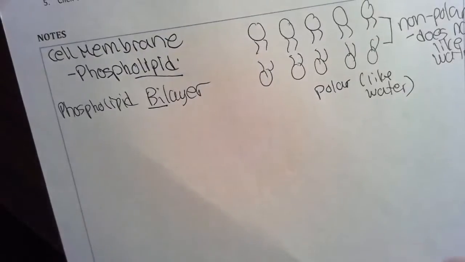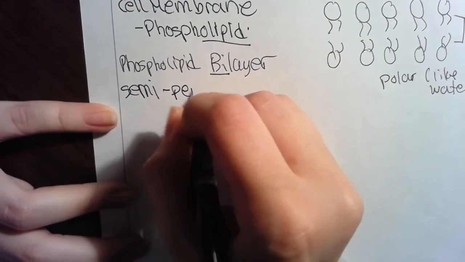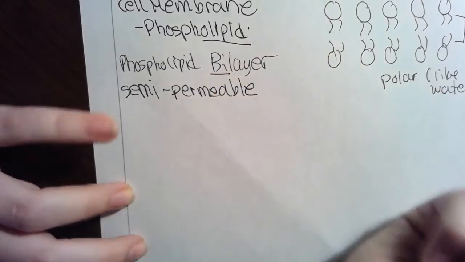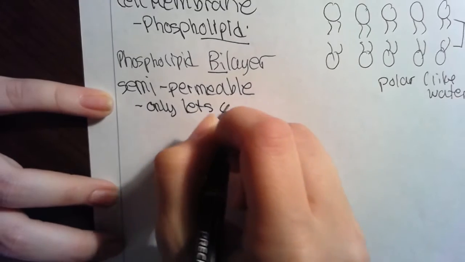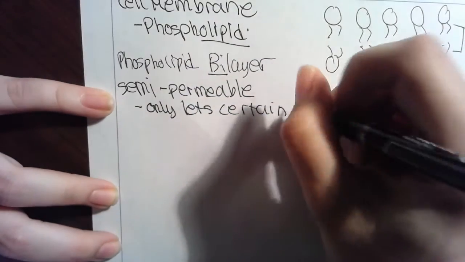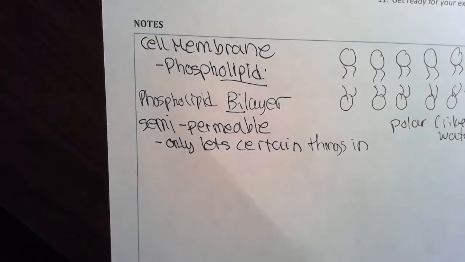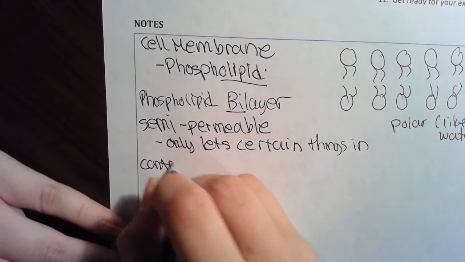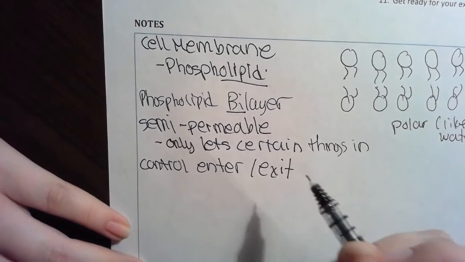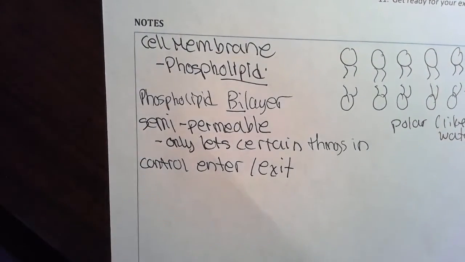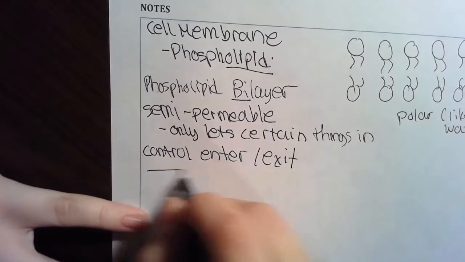We call the cell membrane semi-permeable. So that means it only lets certain things in. That's why whenever we've annotated a cell membrane, we always annotate it controls what enters, exits. The fancy way of saying controls what enters and exits is saying that it's semi-permeable. It's only letting certain things pass. It's like the gatekeeper, like the bouncer of the cell. So that's my whole spiel on the cell membrane.